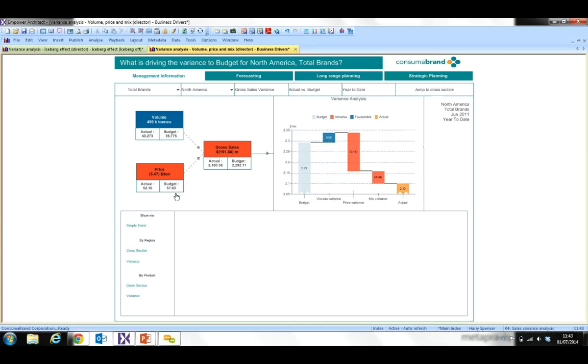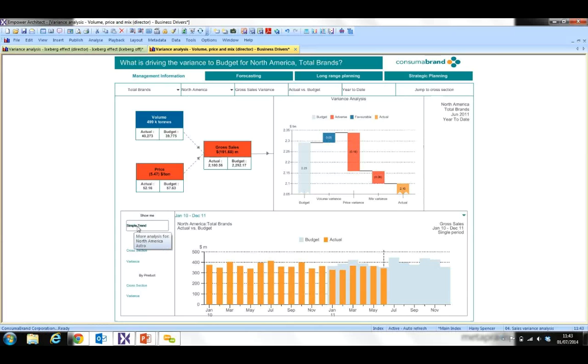And I can look, for example, at a trend. So if I pull up the trend chart, I can look at the trend of gross sales in North America. I can click, for example, on volume to see what the volume trends are, and that enables me to see that in the last quarter I've actually significantly beaten my budget, but I've got quite a stretch in the rest of the year to look at.